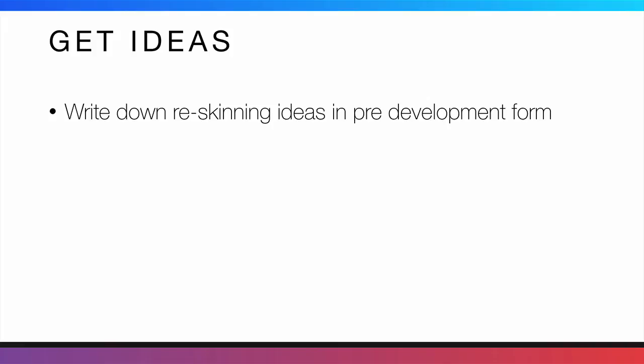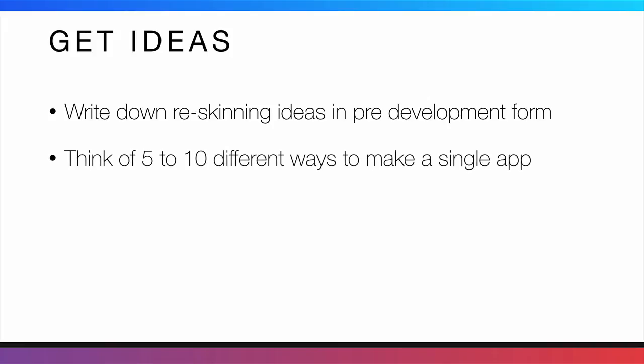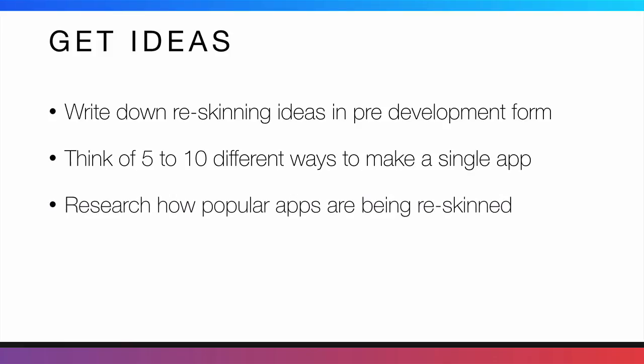I also, when I have a theme or an app idea in mind, like to think of 5 to 10 different possible ways that I could make that app. Most of them end up not being very useful at all. But 1 or 2 in 10 will light a spark of thought in your mind and you may come up with something new. Another strategy is to research in the app stores what people are doing. Find popular apps and see how they are being reskinned by other developers. Try to put yourself in their shoes and think of the process they followed and their train of thought.